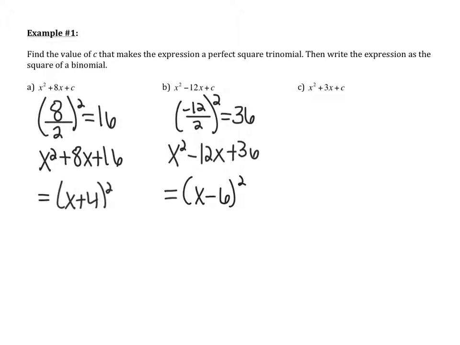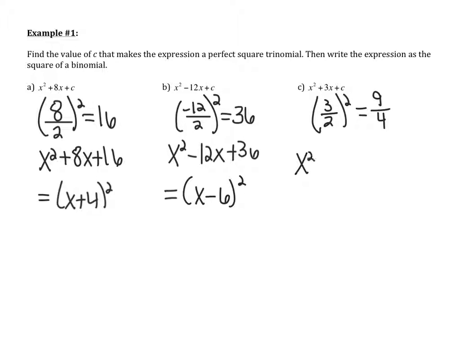And part C, we have x squared plus 3x plus c. So again, I take my b value, which in this case is 3. I divide by 2, and I square it. But in this case, 3 divided by 2 is not going to give me a whole number. So what I'm going to end up doing is I'm just going to take 3 and square it, and then square the 4. So my c value is actually going to be 9/4.